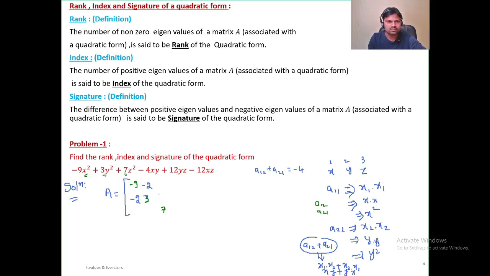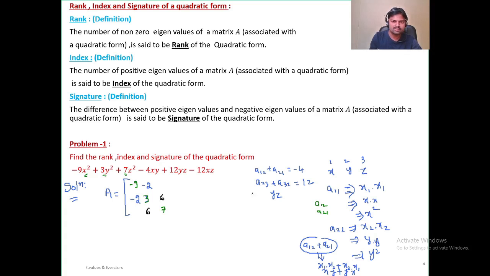Okay. Next one. YZ. Y is which variable? Second variable. Z is third variable. So A23 plus A32 is nothing but the YZ coefficient, right? Second variable is Y, third variable is Z. Now what is the YZ coefficient? 12. So A23 is this entry and A32 is this entry. These two entries are how much? 12. So 6 and 6 you take. Split equally.